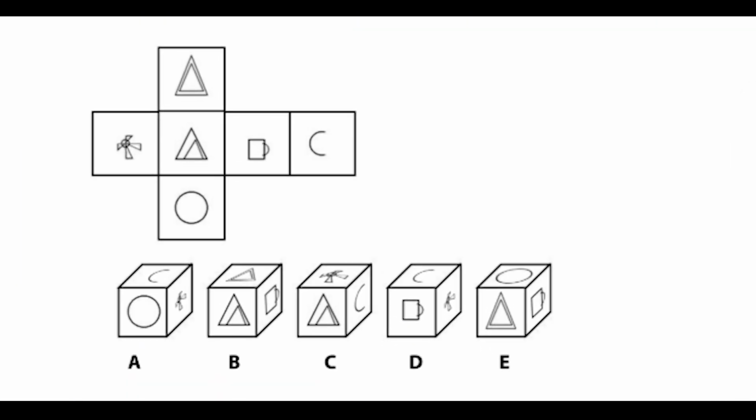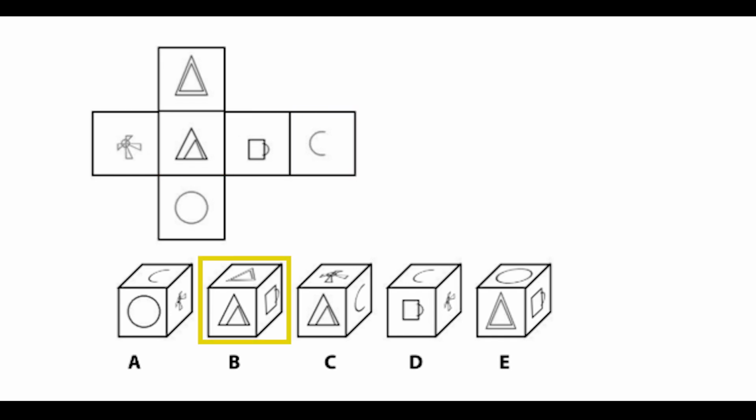We are given a CubeNet with 6 symbols: a triangle 1, a triangle 2, a circle, a crescent, a mug, and a windmill pattern. From the given net, we see that the triangle 2 is opposite the circle, the windmill pattern is opposite the mug, and the triangle 1 is opposite the crescent.